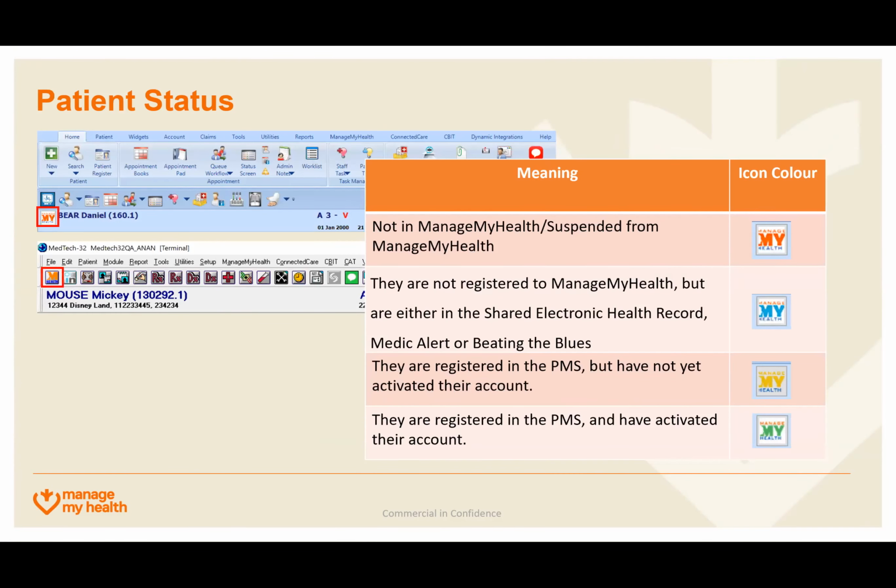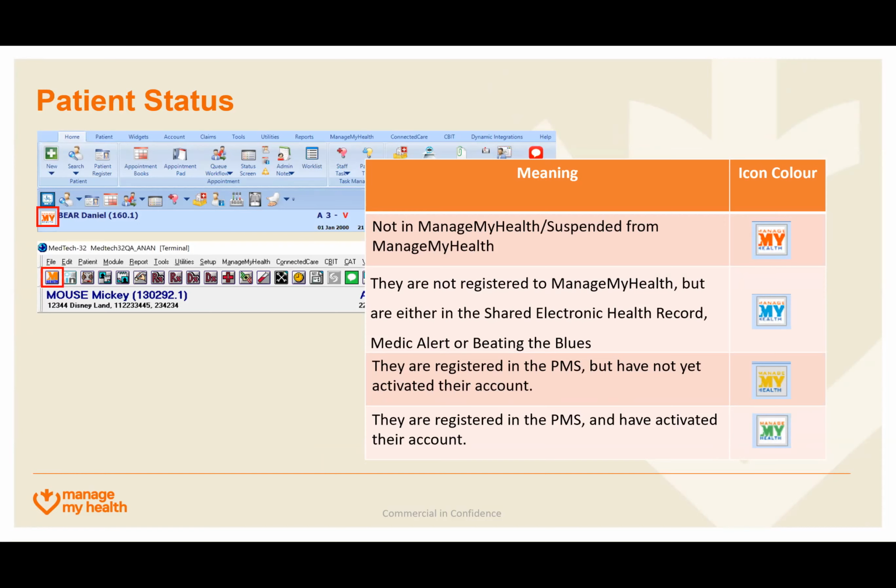Now, this is starting off at the very basics, but just in case people aren't aware, the ManageMyHealth icon is found, whether you're in MedTech 32 or Evolution, on the toolbar that you can see either next to the patient's name or on the palette itself. Orange means that the patient's not enrolled in ManageMyHealth at all, and it's a good time to talk to them about it or give them a pamphlet or whatever you might have.